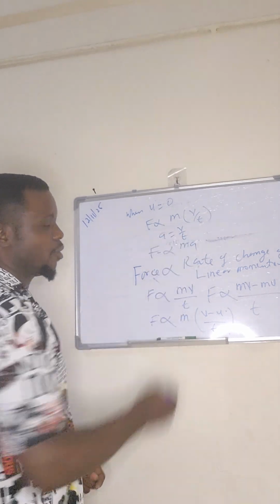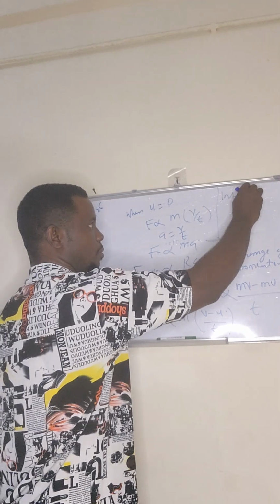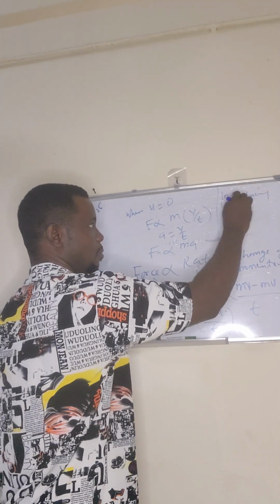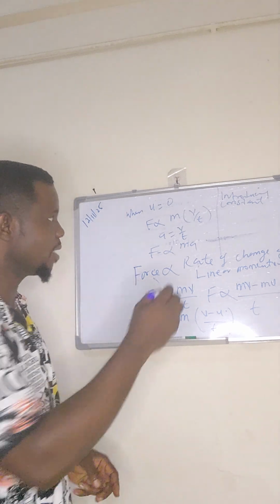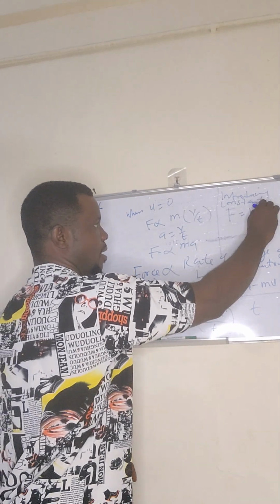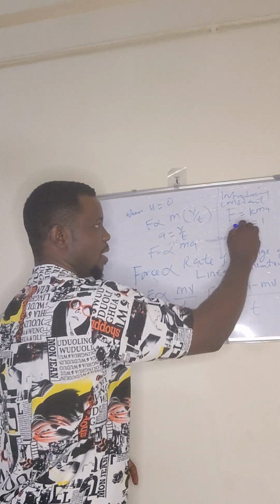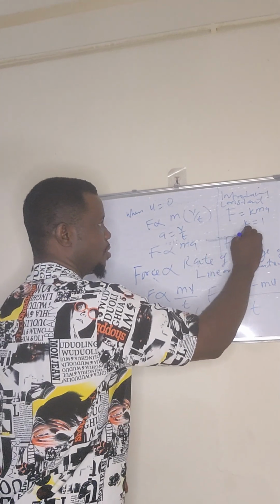A. Introducing a constant, we can introduce a constant, okay, which is k. Now say F is equal to k m a. k is equal to 1, a constant. Of course, you know it's a constant. So F is equal to m what?